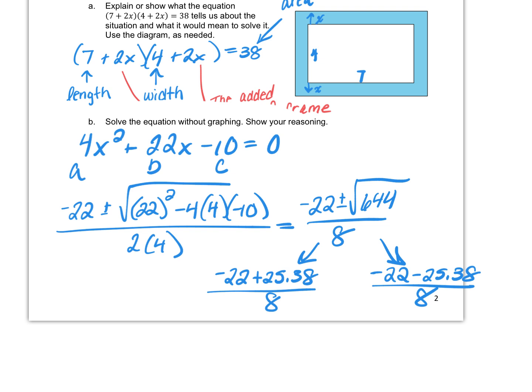Now, this one's going to give me a negative. Whoops, I wanted to do that in a different color. Okay, so I'm not going to want that. That's going to be a negative answer. Can't have negative length, right? This comes out to be 0.42, and that is our value for x.